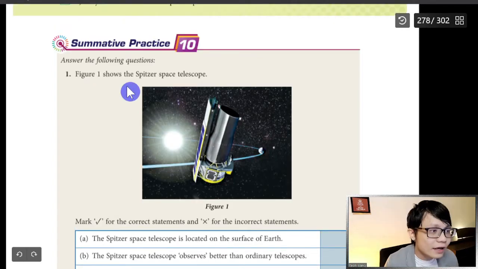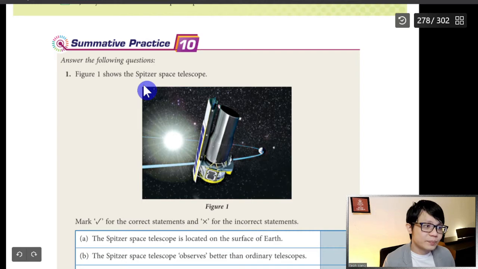Figure 1 shows the Spitzer Space Telescope. So this is a space telescope. Yeah, I like this telescope. Yeah, it's not affected by the weather. Mark the statements that are correct and the ones that are incorrect. Okay, so let's see this one. The Spitzer Space Telescope is located on the surface of the Earth. Wrong, it's not on the Earth.